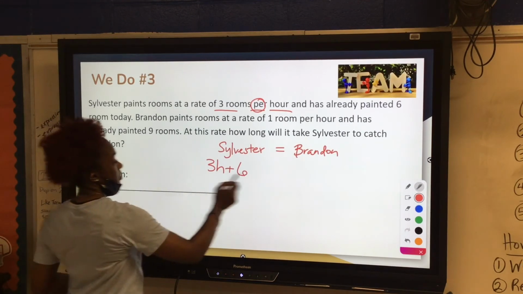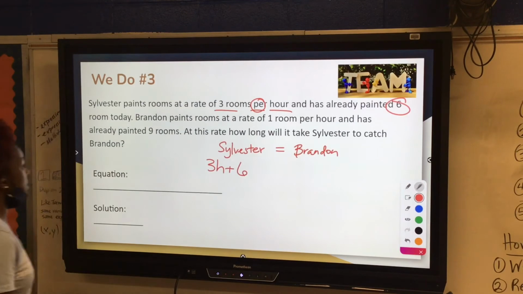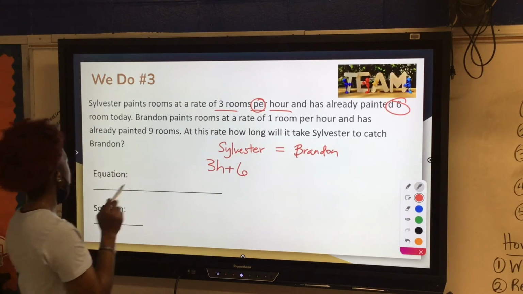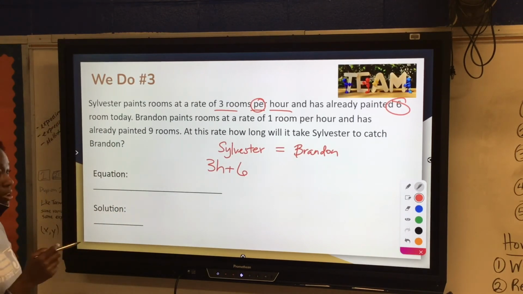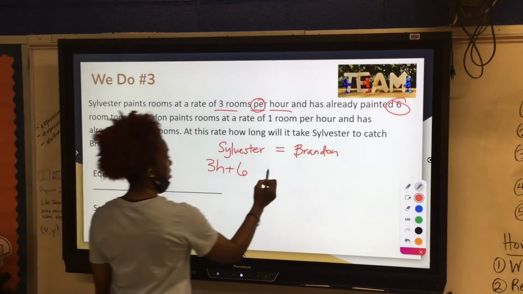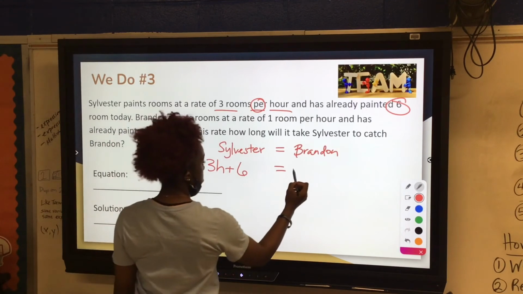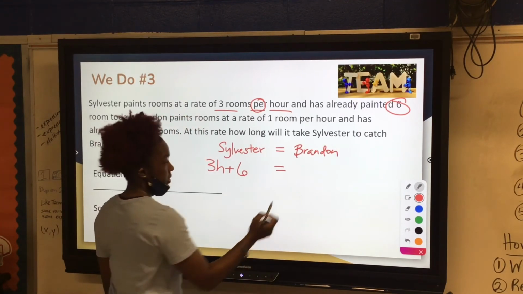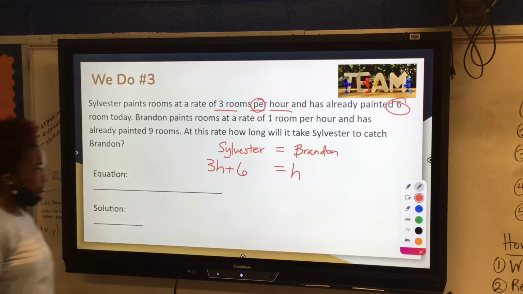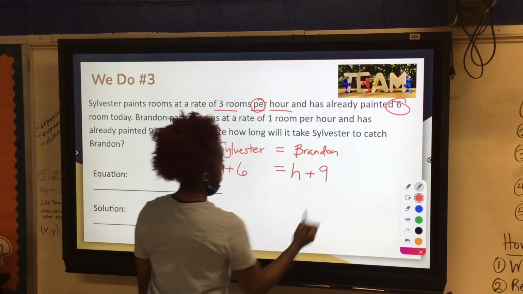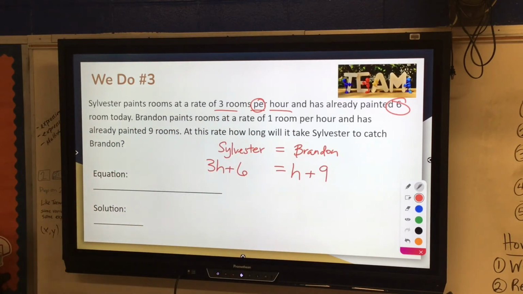Brandon, on the other hand, paints at a rate of 1 room per hour and has already painted 9 rooms. Okay? So we got equal 1 room per hour, which gives us 1H, or we can just say what? H, right? And has already painted 9 rooms. Okay? So we have H plus 9. At this rate, how long would it take Sylvester to catch Brandon?